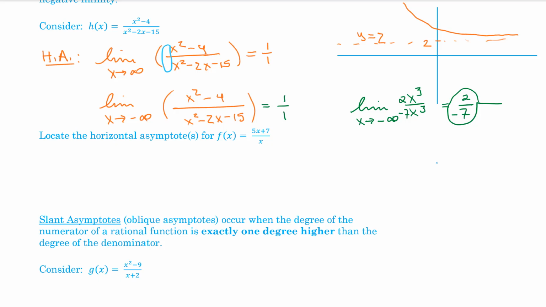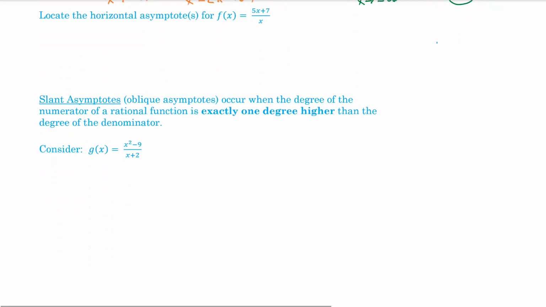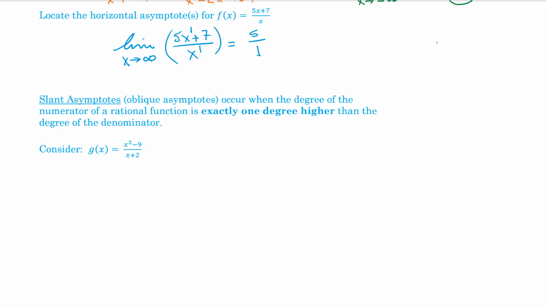Okay. In the situation here, you're asked to locate the horizontal asymptotes for this. Well, I'm just going to do the limit as x approaches infinity of this 5x plus 7 over x. Notice the highest degree in the numerator is a 1. The highest degree in the denominator is a 1. It's a tie. So we're going to wind up with the limit evaluating to be 5 over 1, which is 5. This means that we have a horizontal asymptote, not at x equals, but at y equals 5.